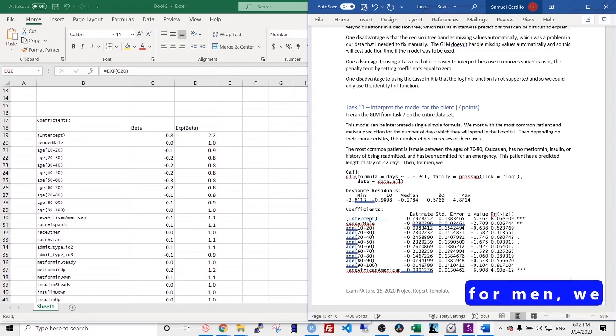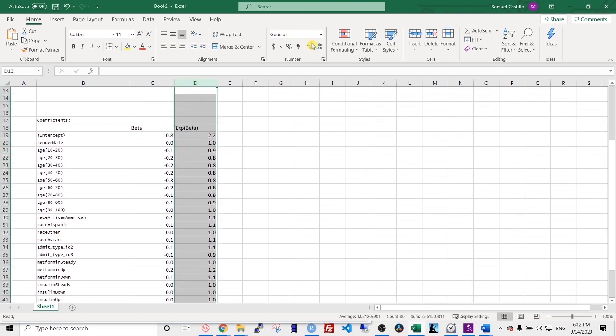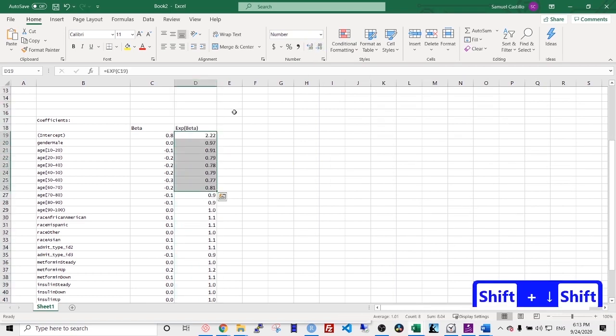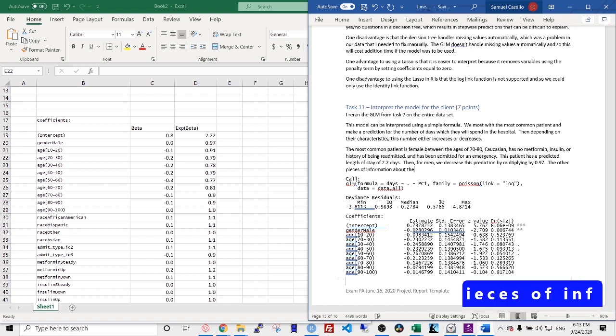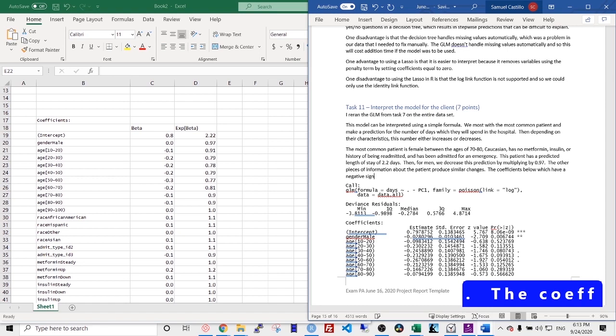Then for men, we increase this prediction to, actually, let's round these numbers so that they look more precise. We decrease this prediction by multiplying by 0.97. The other pieces of information about the patient produce similar change. Coefficients below, which have a negative sign on the estimate, decrease this prediction, and those with a positive sign increase.